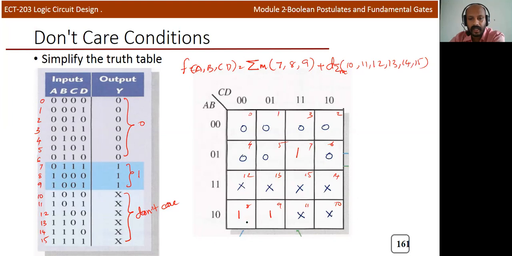For example, here it is 2 ones. If you are not considering this X, we can group like this. Okay, 2 ones will be one group, and this is a single one. But when you consider this X, you can reduce the expression. So instead of considering this 2 ones, I can consider this group as a whole. So this group will give you equivalent to 8 ones. So I can write the simplified expression for this group.